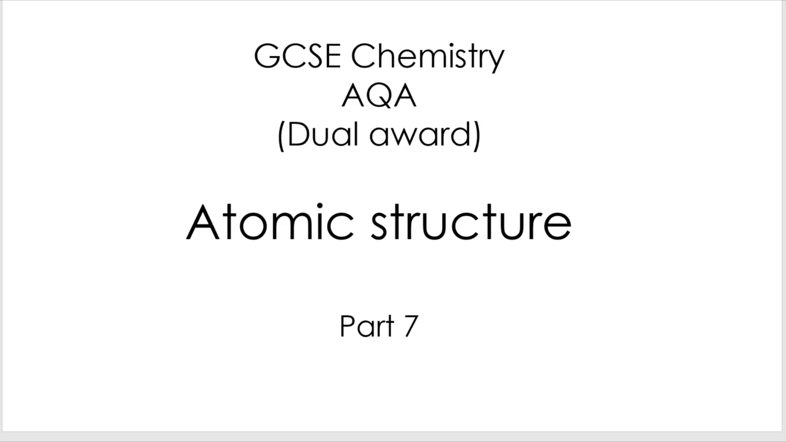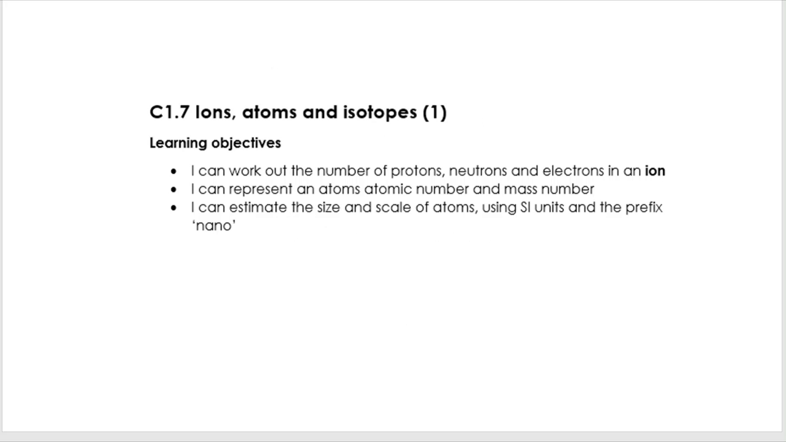This is AQA GCSE Chemistry. It is a dual award and triple award topic, and it's atomic structure, and we're now on part 7. In this video, we are going to focus predominantly on ions and isotopes.